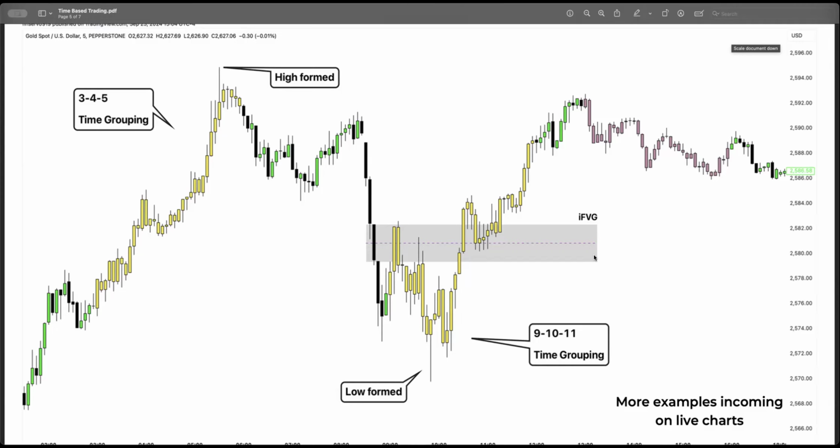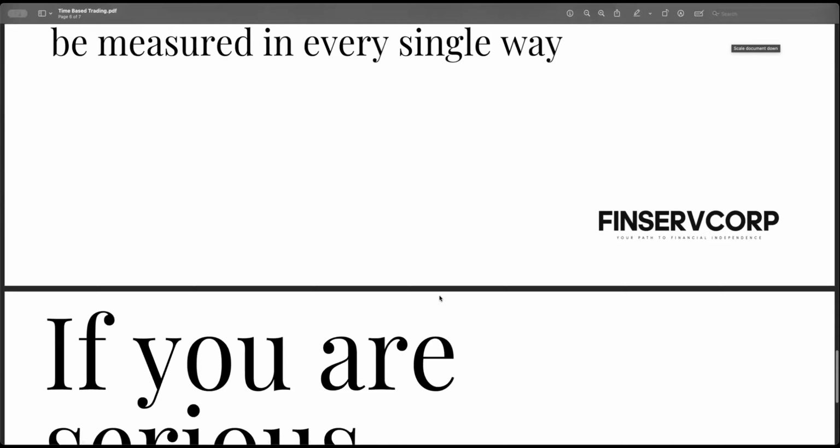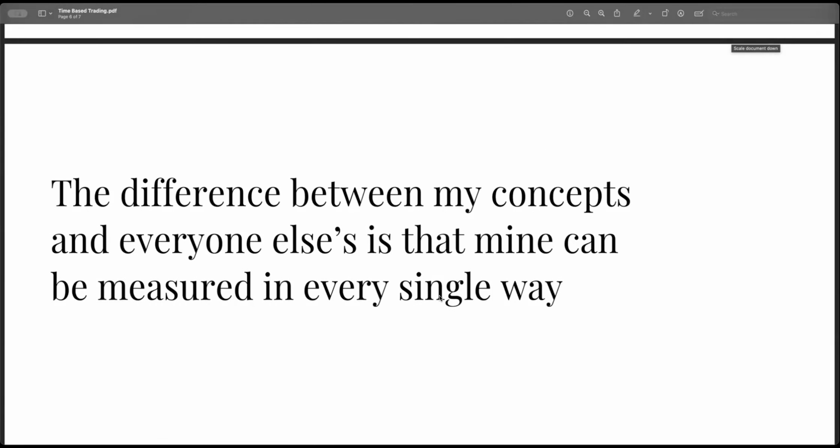So as you go on backtesting this, yeah, I mean, you can even program the timings for yourself, right? That's not an issue. You can program that for yourself and you can check exactly how it forms. But I'm telling you, 80 to 90% of the time, price will form a local top or bottom inside of these time groupings. Now, I'll show you more examples on live charts towards the end. Okay. Now, the difference between my concepts and everyone else's is that mine can be measured in every single way. How do you know that? Sean, how do you know that? I'll show you. Let me take you to the live charts.